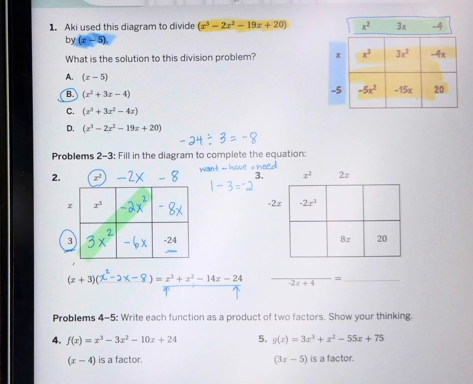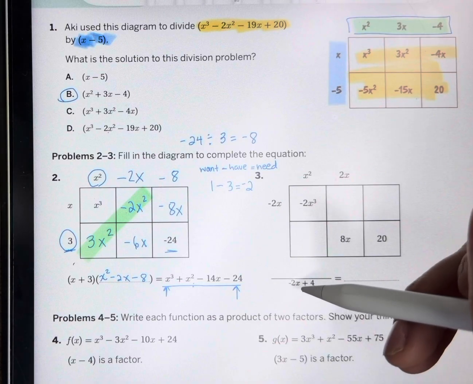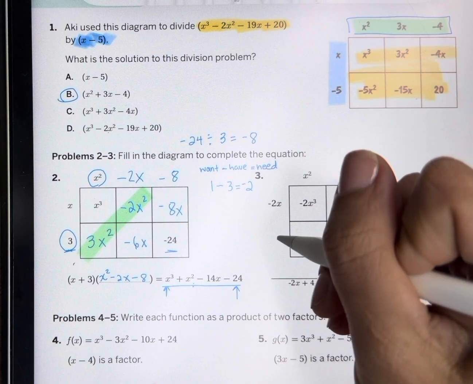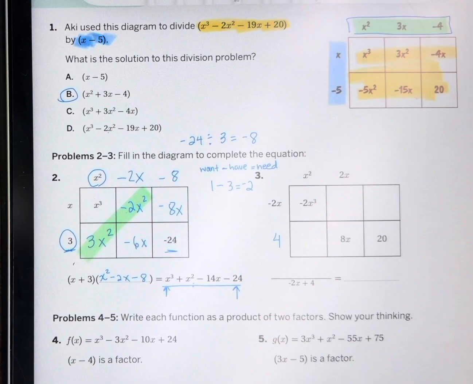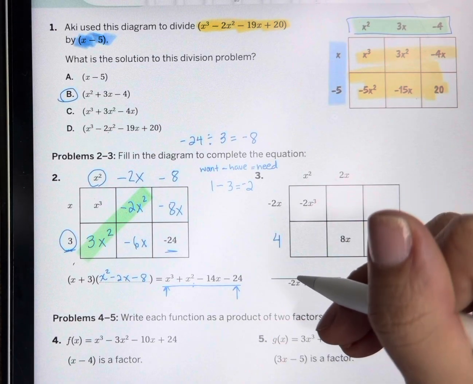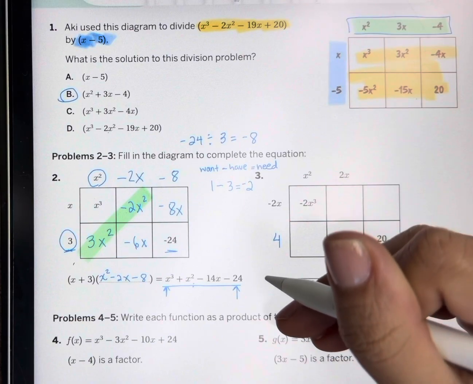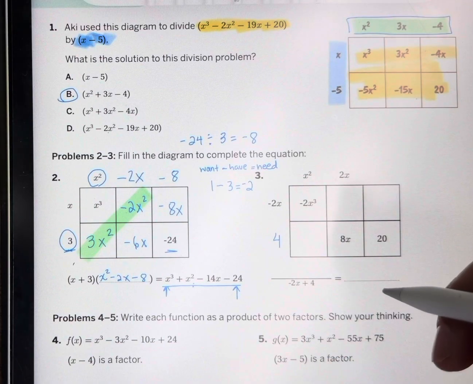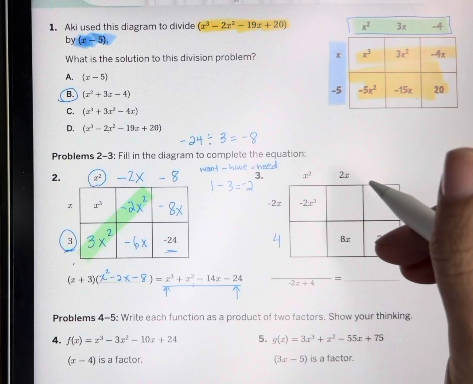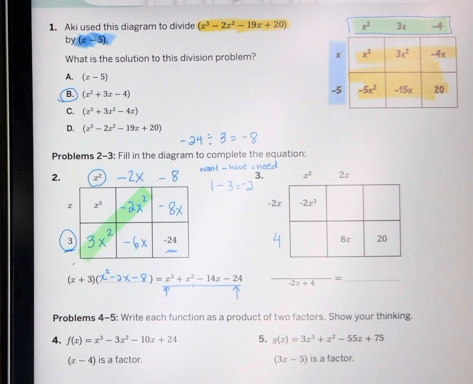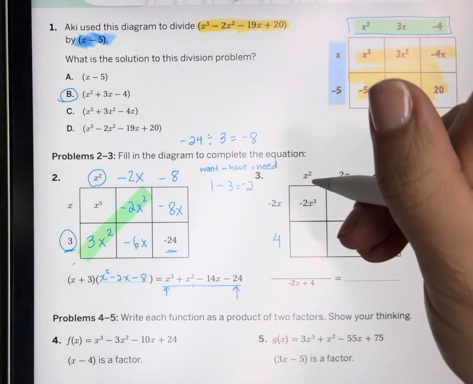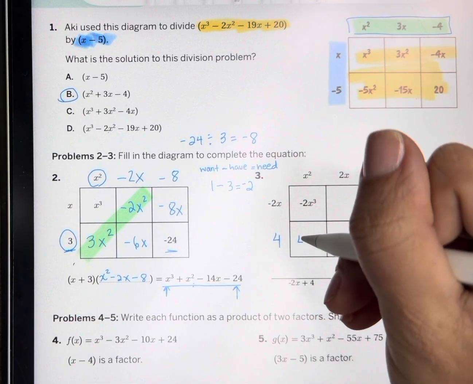In this one, we're going to divide negative 2x plus 4. So negative 2x plus 4 divided into some unknown polynomial here. And then we want it to equal whatever this ends up being. This is a weird problem, all right? They just want you to play the game and get used to the box. So if that's an x squared and that's a 4, here's a 4x squared.